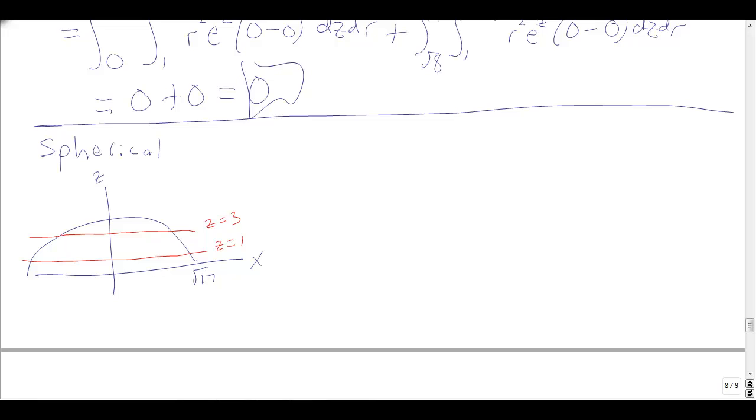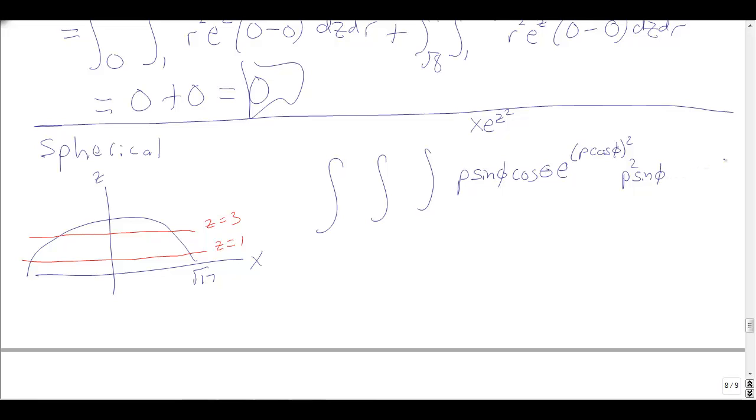So in spherical, we're going to start out thinking about rho. So let's set up the spherical. The function we're integrating is x e to the z squared. So the x is rho, well, it's going to be a cosine theta, but generally write this as rho sine phi cosine theta. E to the z, z is rho cosine phi, squared. And then my Jacobian is rho squared sine phi.